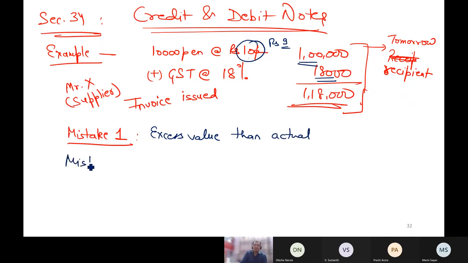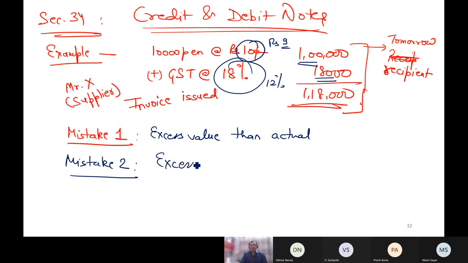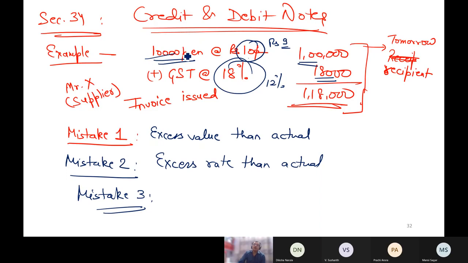Mistake 2, value is correct but tax rate is wrong. Maybe I have shown 18%. In reality, it should have been only 12%. So I have shown excess tax rate. So excess rate of tax is shown, then actual. Or what can happen? Mistake 3. That quantity is not actually 10,000. The quantity is only 9,500. I have shown excess quantity. In that case also, what has happened? Excess tax will be paid to the government. Excess quantity is shown, then actual.